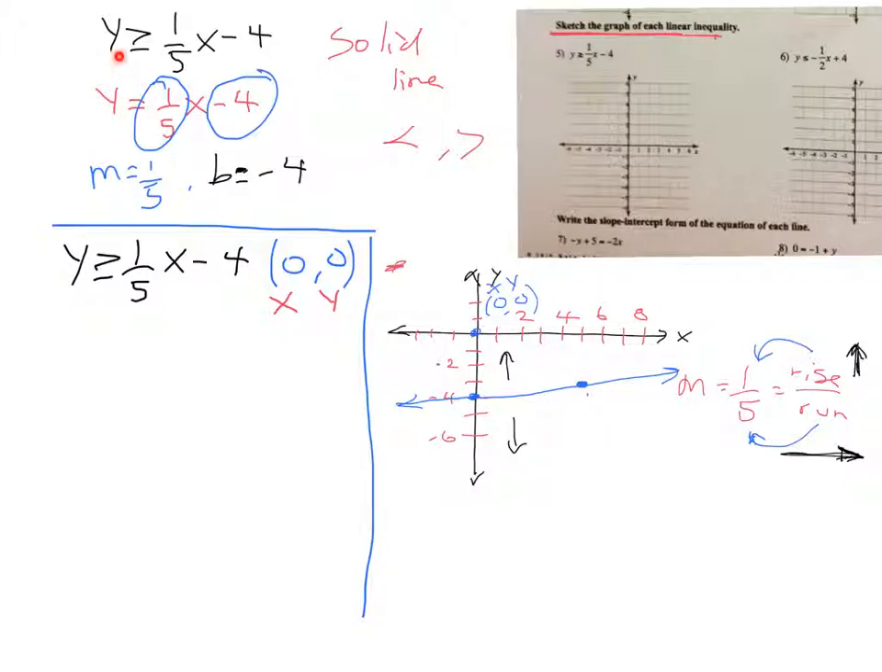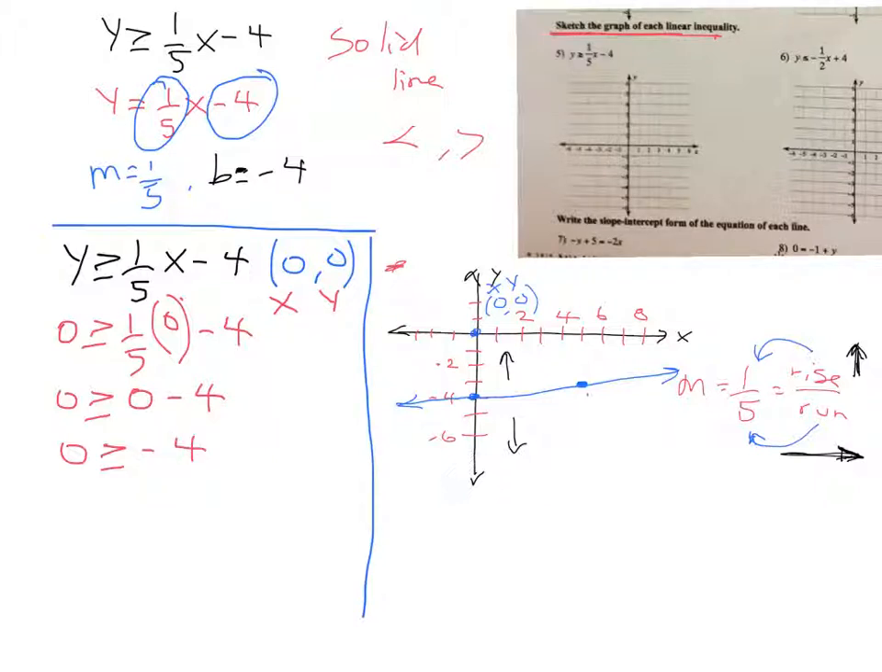I brought my inequality again. Here's the inequality, and the point that I'm going to check is (0, 0), which is on the top of my line. I'm going to plug these values into the inequality, and I check (0, 0) because it's the easiest values to check. So y, which is 0, is greater than or equal to 1/5 times x, which is 0, minus 4. 0 on the left, 1/5 times 0 is 0, minus 4. 0 minus 4 is negative 4.